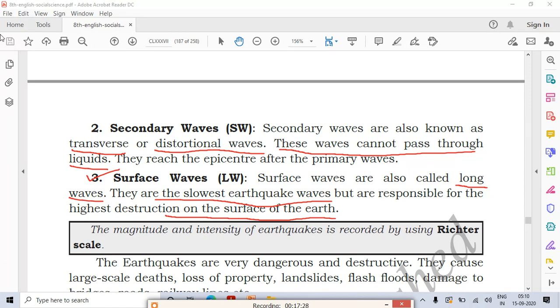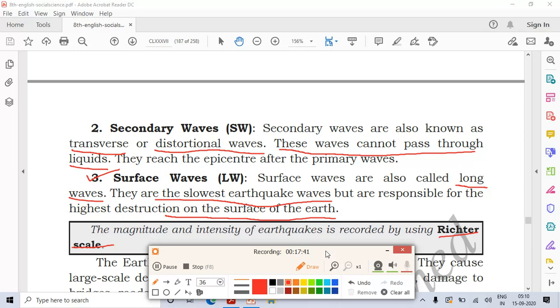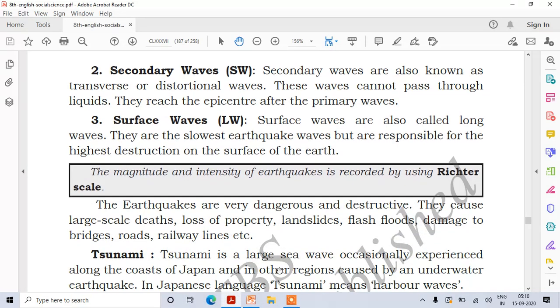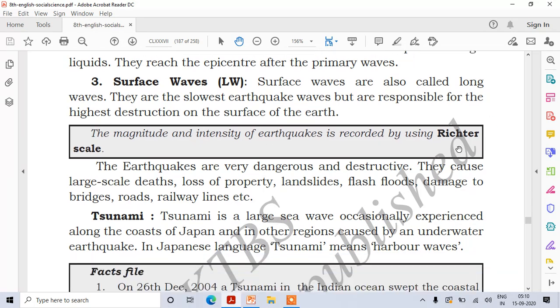Okay. Now, about the Richter scale, you have heard about what the Richter scale is. Richter scale is a scale which is used to measure the magnitude and intensity of the earthquake. In news channels, maybe many times you have read that on the Richter scale, the value of the earthquake is 1, 2, 3.5, etc. So this is measured by using the Richter scale.